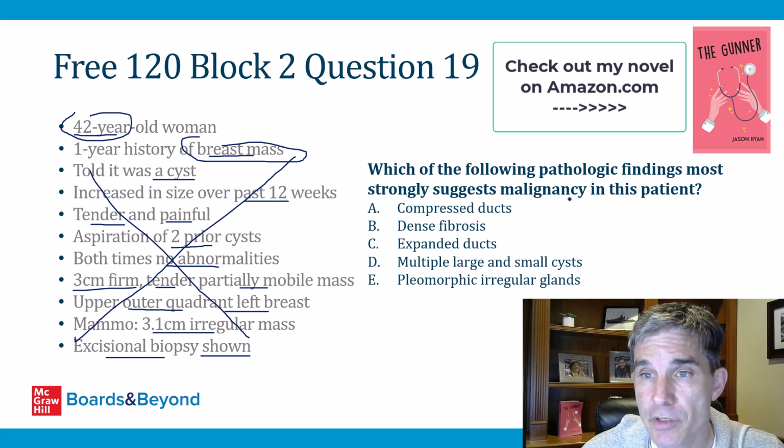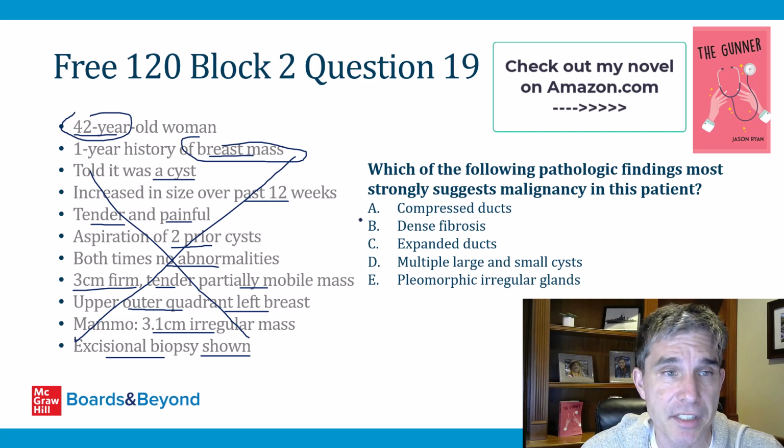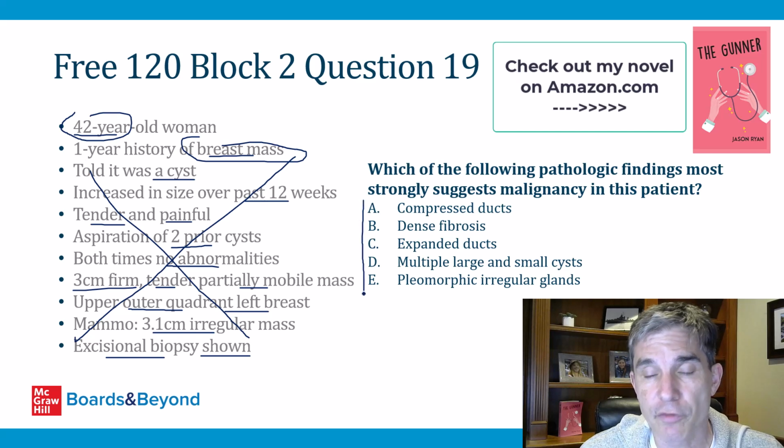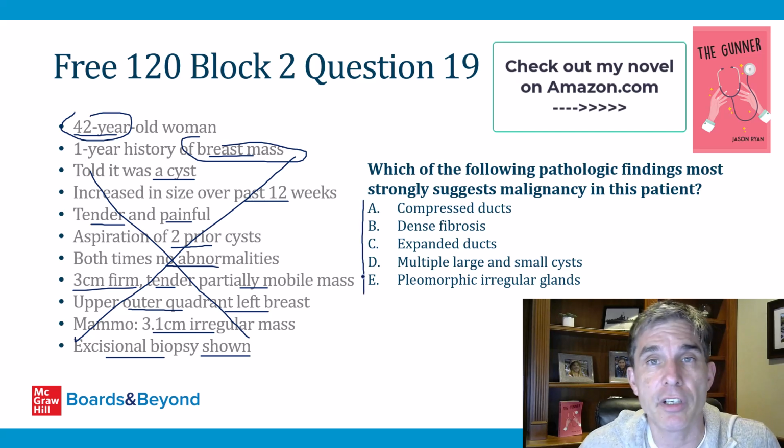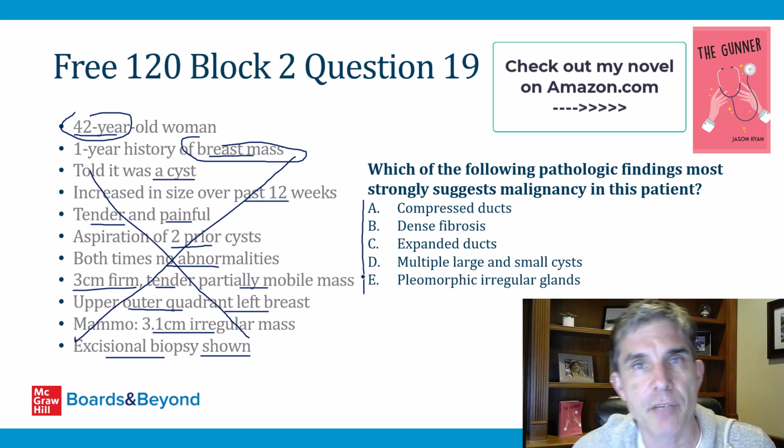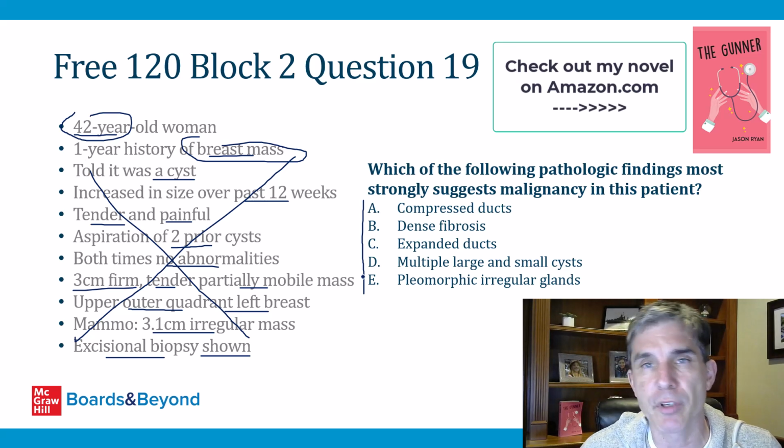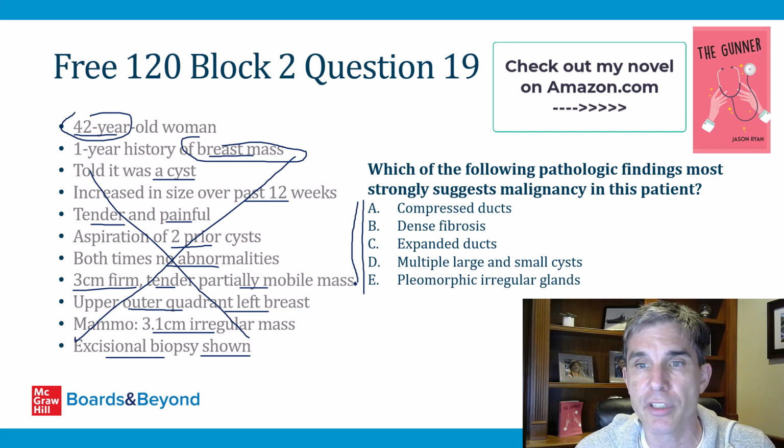So what they want to know is which of the following pathologic findings most strongly suggest malignancy. And they're basically saying, in a 42-year-old woman with a breast mass, which of these words or phrases listed here most strongly suggest malignancy? And that's all you need to understand to answer the question. It doesn't matter that she's had prior breast cysts. It doesn't matter what her mammogram showed. It doesn't matter what the path findings are. You just need to know which of these words and phrases most strongly suggest that she has a malignant breast mass. So let's go through the answers one at a time.